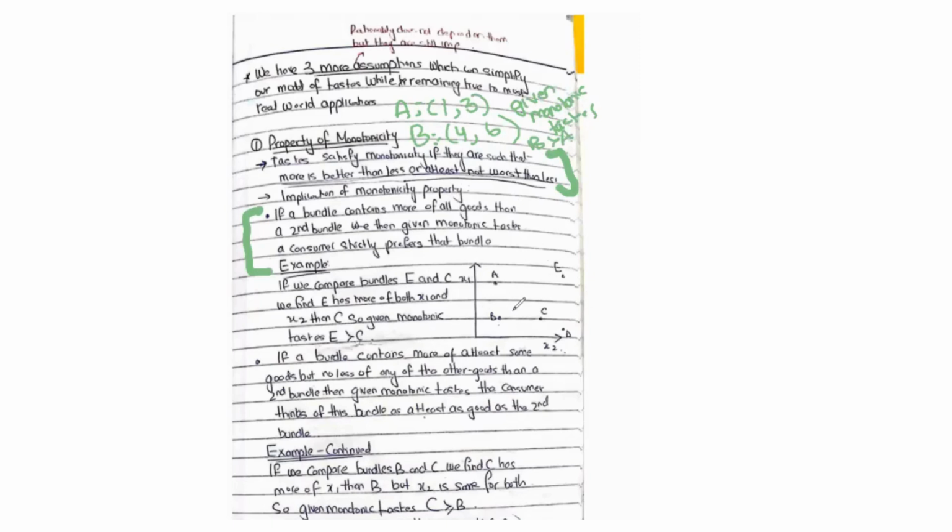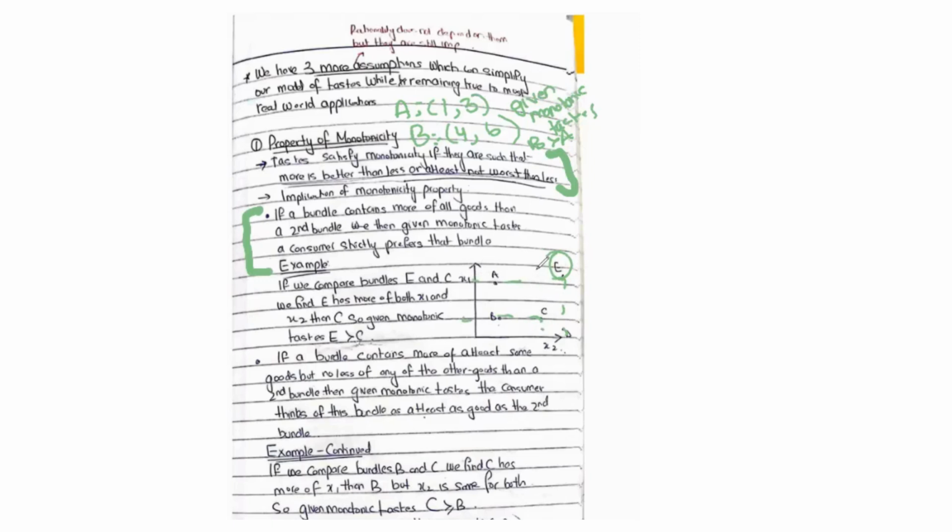In this example, graphically we can see that if we compare bundles E and C, E has more of x1, this is the x1 amount that E has and this is the x1 amount C has, and this is the x2 amount C has. So we can clearly see that bundle E has more of both goods x1 and x2 than C. So given monotonic tastes, E is strictly preferred to C.